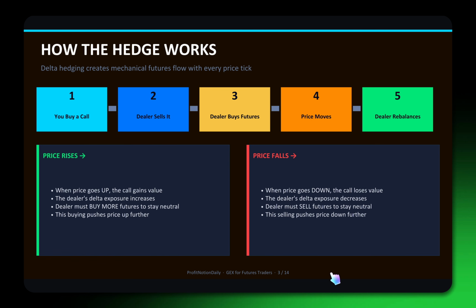And then the opposite happens when price falls, right? If you have calls on, price goes down, the calls lose value, the dealer's exposure starts to decrease, and the dealer actually has to sell futures to stay neutral, which then pushes prices down. And so that's essentially how things work there.